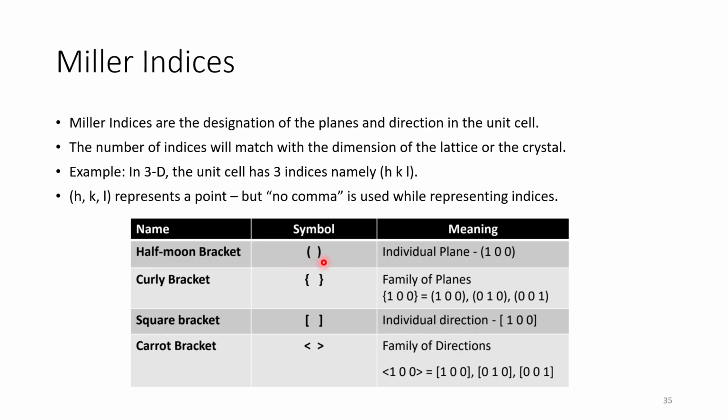So these are various symbols that are used. Small brackets are used to denote an individual plane, and if you use curly brackets, then it is for a family of planes. So for example, {100} will combine all the 100 planes, which can be (100), (010) and (001) planes. And square brackets are for an individual direction, and angular brackets will be for a family of directions.